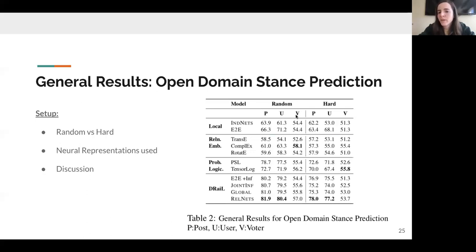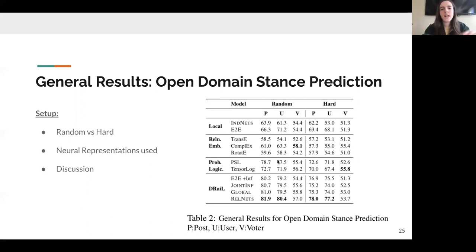B is a user, but a user that votes. So how good am I at predicting the stance of a voter? The main difference between user and voter is that a user produces text while the voter doesn't, so I have less signal for that. And I have two setups. I'm going to call one random, one hard.